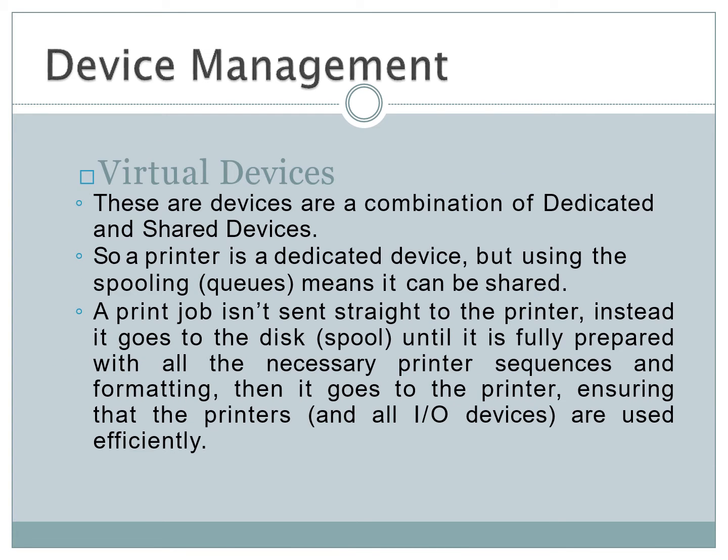Virtual devices are a combination of dedicated and shared devices. For example, a printer can be used among several processes. Using spooling, that is queues, virtual devices can be shared among several processes. A print job isn't sent straight to the printer. Instead, it goes to the disk or the spool until it is fully prepared with all the necessary printer sequences and formatting. Then it goes to the printer, ensuring that the printer and all input devices are used efficiently.